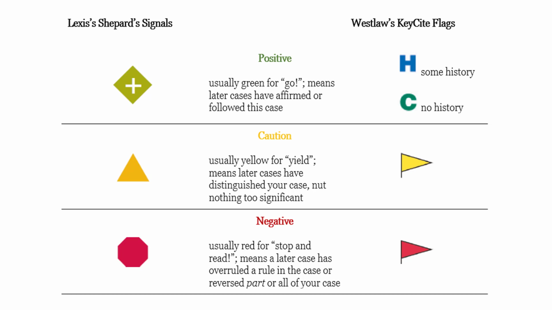Okay, so you learned about these three levels of flags: positive, caution, and negative. You can largely ignore the positive and the caution flags. And then I'll show you what to do with the negative one.